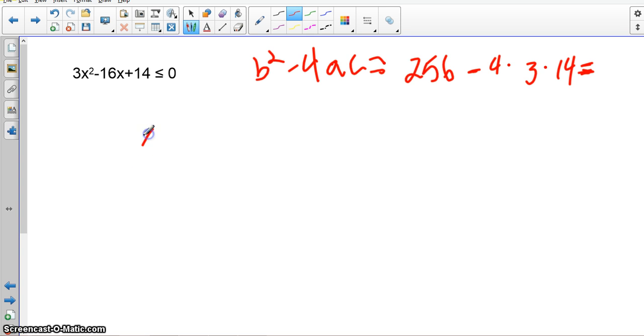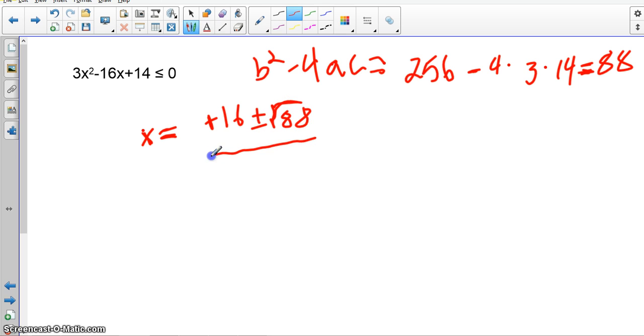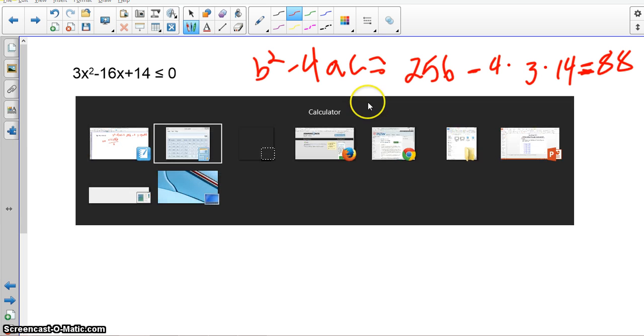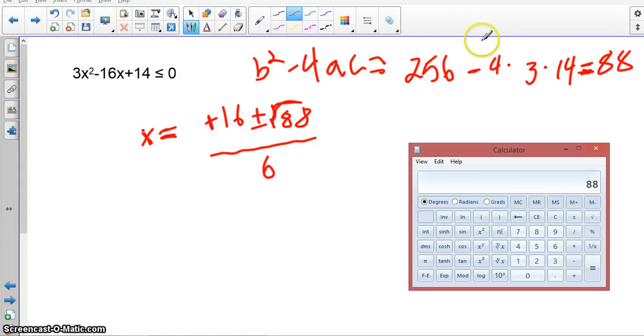So what we get is x has to equal, remember the whole idea of pretending in this equation for a second, so we get the magic numbers that are the cutoffs for our answers. X equals, I never wrote the answer, what am I doing? So x equals positive 16 plus or minus the square root of 88 all over 2 times 3 is 6. Okay? And so we go back to the calculator and we do that.